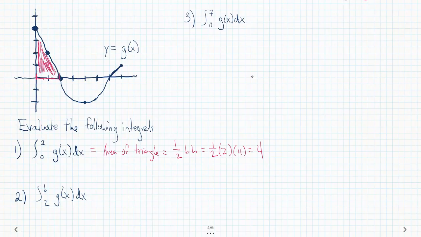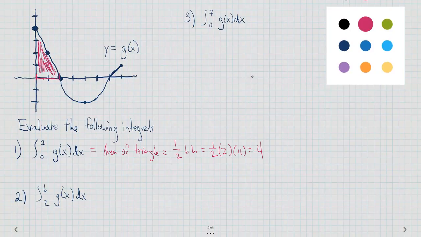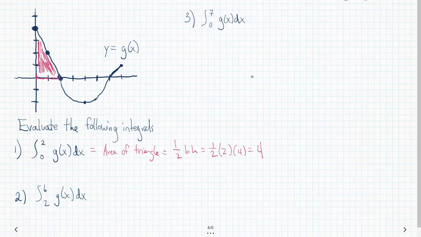Okay, so what about 2 to 6? So now we'll work this one in purple, I'd say. So here's 2, and we go to, this is 3, 4, 5, 6. So you have something like that. Now down below there is something that happens when you see something below the x-axis. That's a negative value. So this is negative the area of the semicircle.